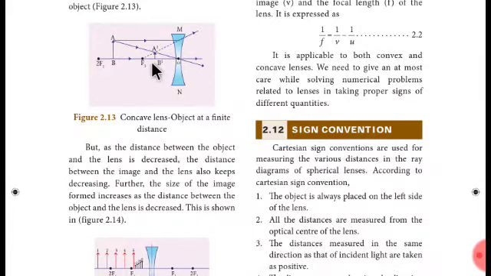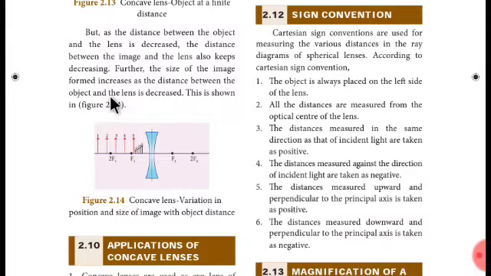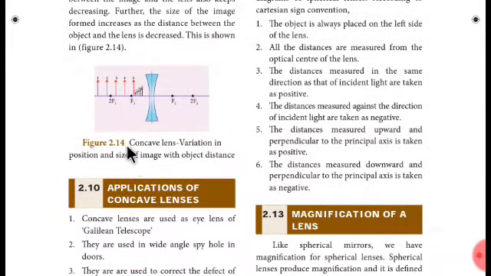And here we can see a very important point, right? The size of the image formed increases as the distance between the object and the lens is decreased. This line I explained in the last session very clearly, and if you want to learn it deeper, just go and learn it. And a final note is that you must understand this diagram so that you can know this topic deeply.